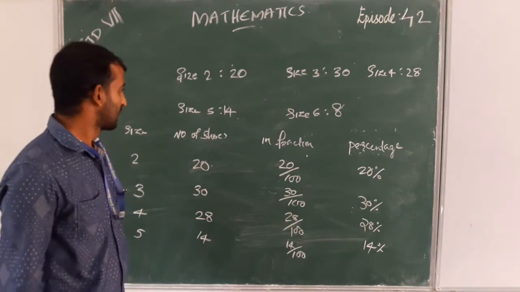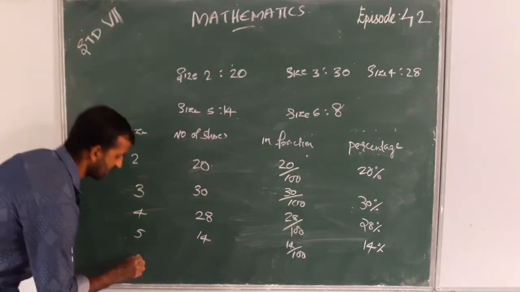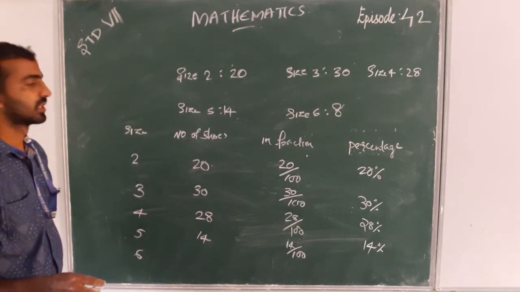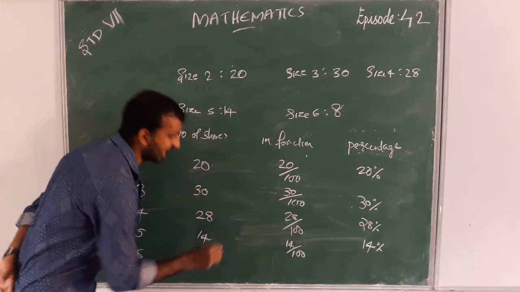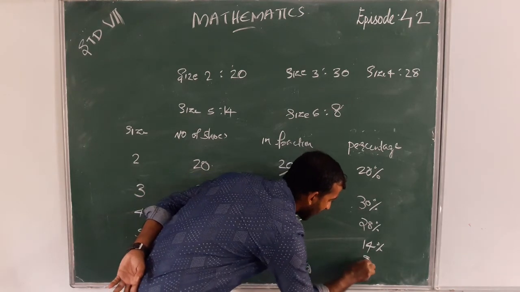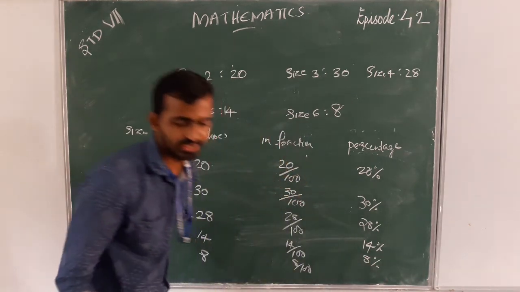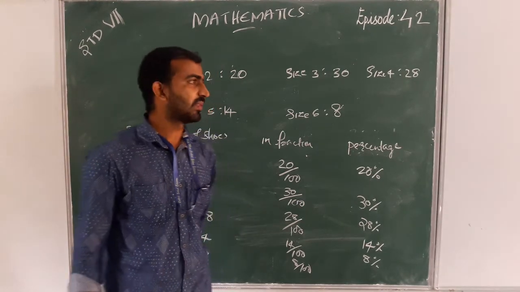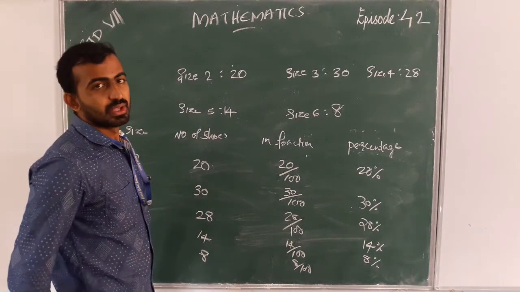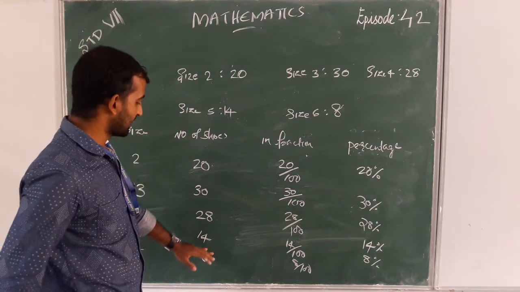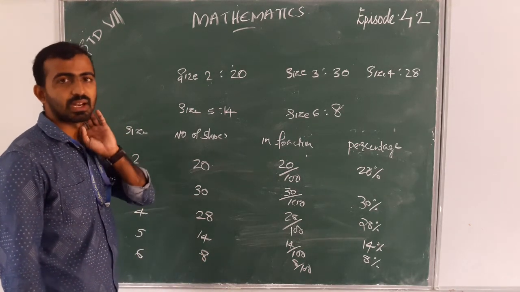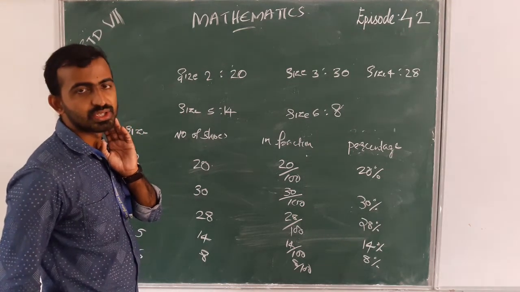And next is size 6. What is the number of shoes? Number of shoes is 8, that is 8 by 100, this 8%. Is it? Yes. When we add these, 20 plus 30, we get 50, 50 plus 28, 78, 78 plus 14, 92, 92 plus 8, we get 100. Answer is 100. That is, total is 100 we get.